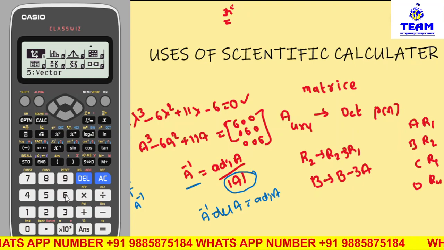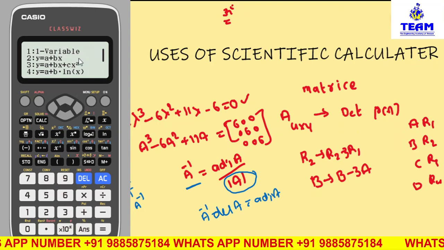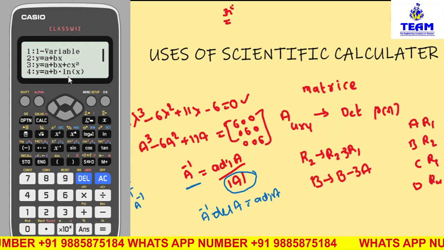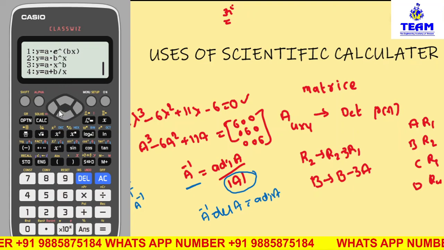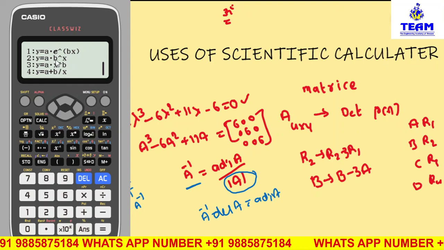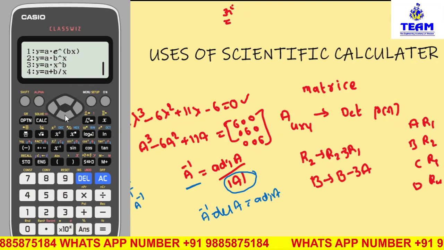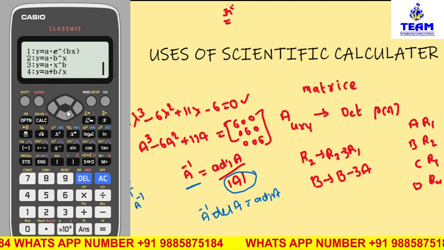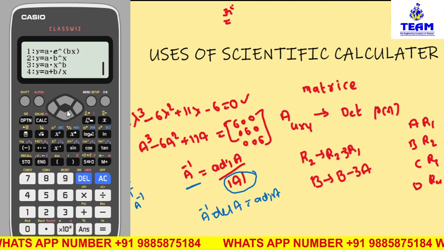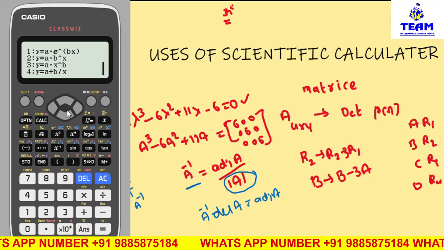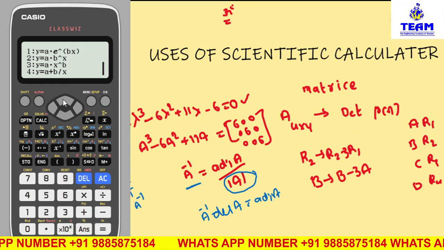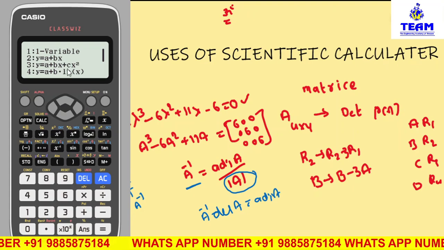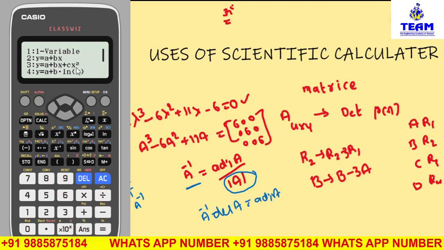Now if you press 6, you have variants: a plus bx, a plus bx plus cx square, a plus b into log x. Next, a into e to the power of bx, a into b power x, a into x power b, a plus b by x. Friends, what are these all? These are where we can get curve fitting. In curve fitting, we can find the straight line, y is equal to a plus bx form. Next, parabola, exponential curve. This is a parabola, friends, a plus bx plus cx square.